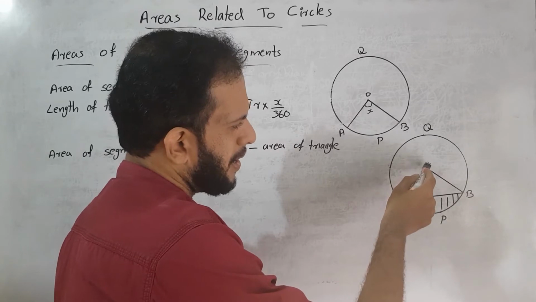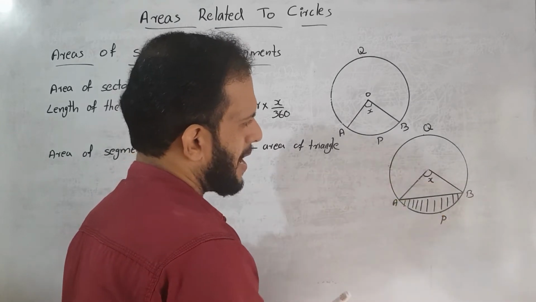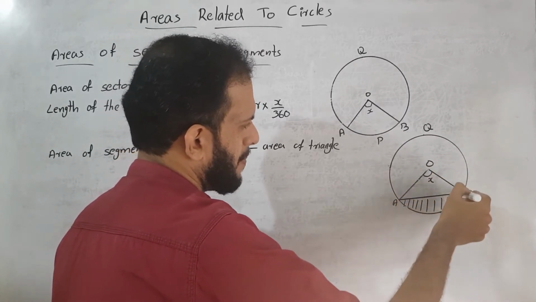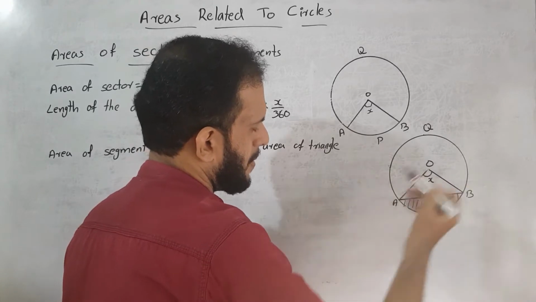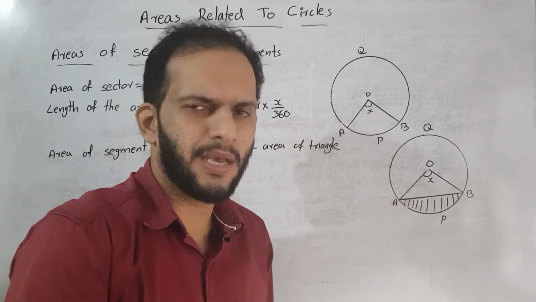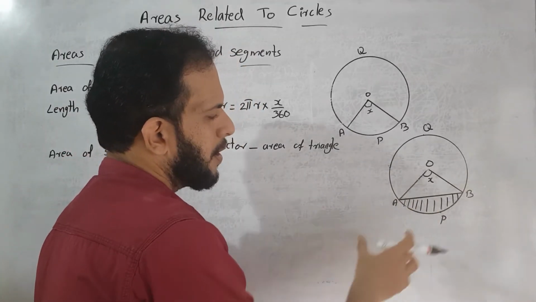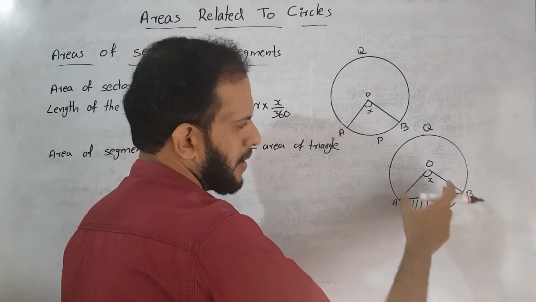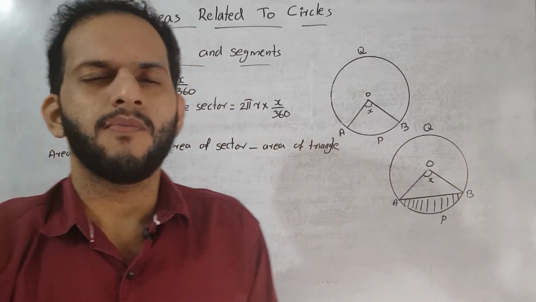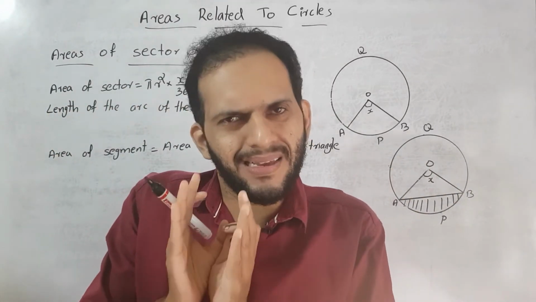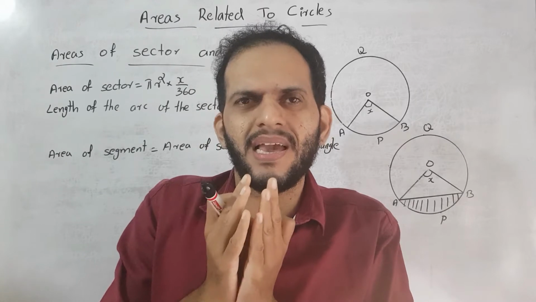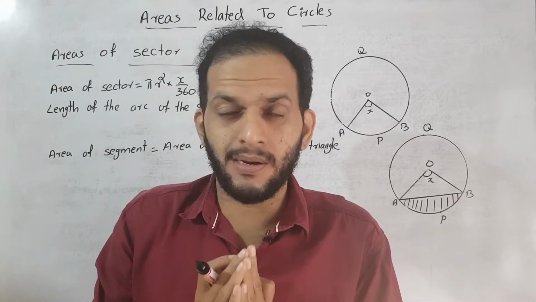Okay, it is very clear: if we draw the radii OA and OB, then we get one sector OAPB. Correct? Sector OAPB. Then we want the area of this shaded portion, that means the minor segment. So for that, how do we find it? The area of the segment is the area of the sector minus the area of the triangle. Always we find the area of a segment like this. Okay, it is the basic idea for finding the area of a segment. That is area of sector minus area of triangle.